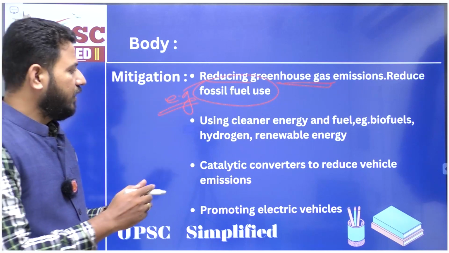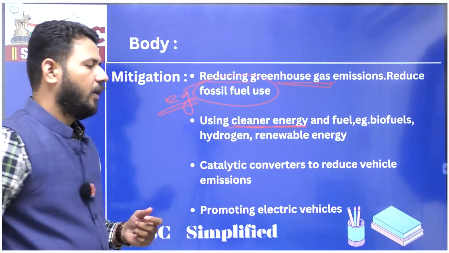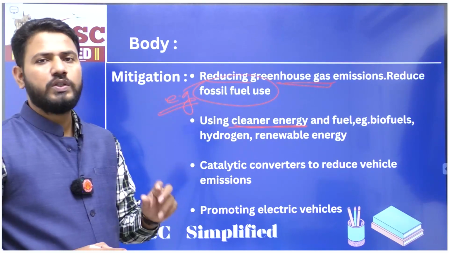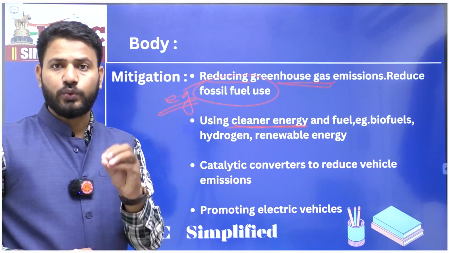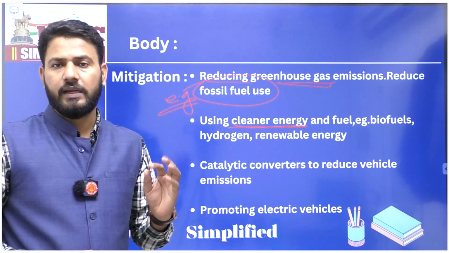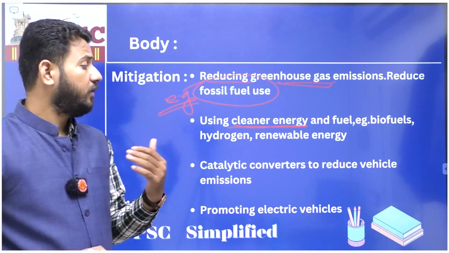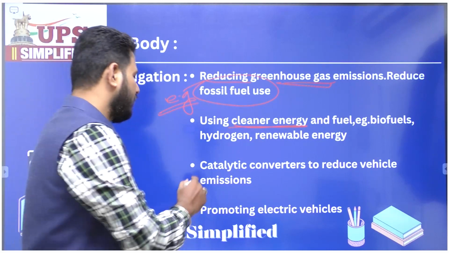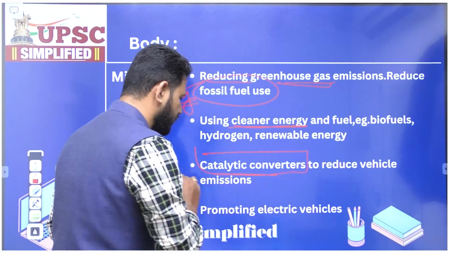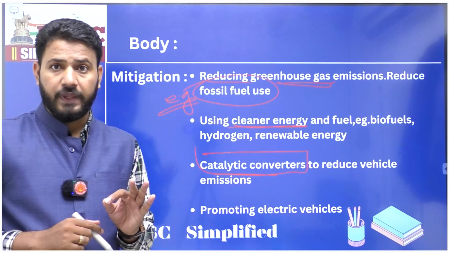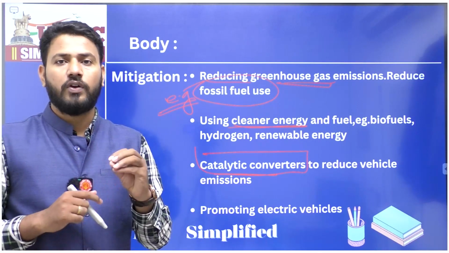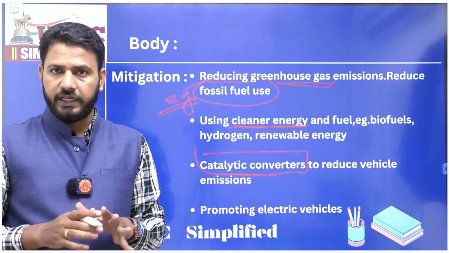Then we say using cleaner energy. Now again, I'll have to substantiate, give some examples. Then you write biofuels, you have hydrogen, you have renewable energies, you have solar, wind, and so many examples you can give. Okay, using renewable energy or cleaner energy is one solution. Then catalytic converters. UPSC has asked questions on catalytic converters as well. Catalytic converters are those devices which reduce the emission of oxides of nitrogen from your vehicles.